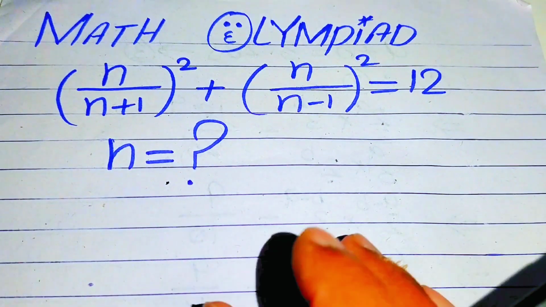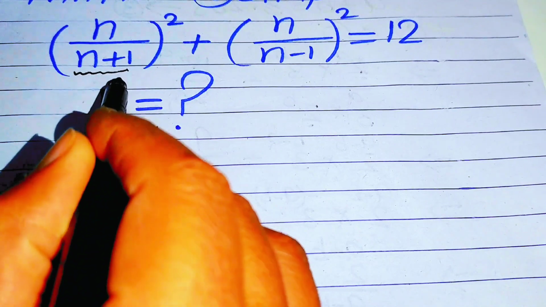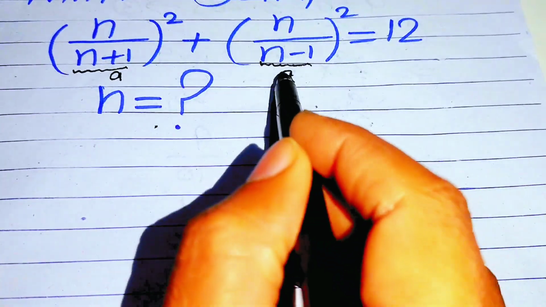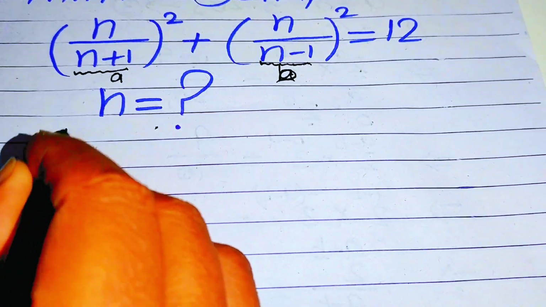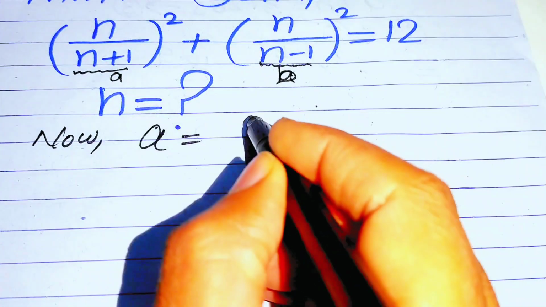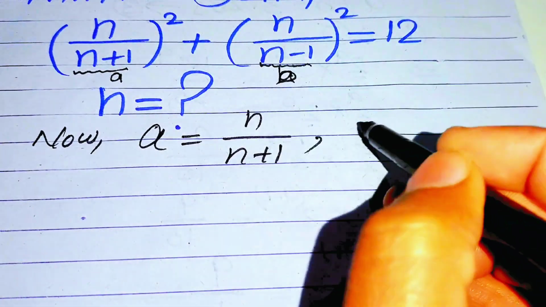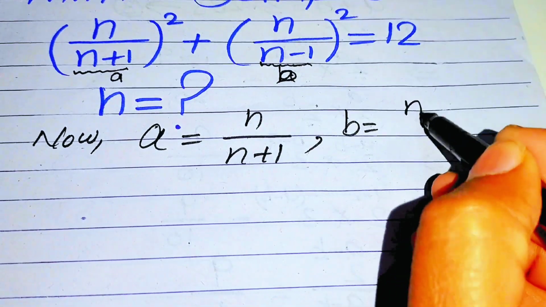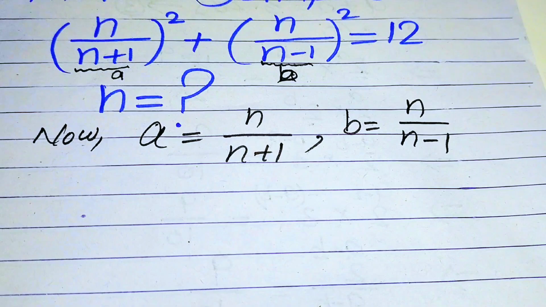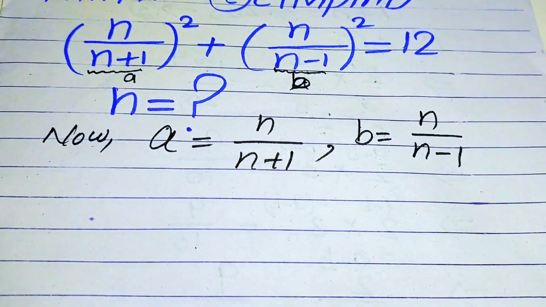So the very first thing we are going to do is take this value equal to a, and we will take this value equal to b. So when we suppose this equals a, it will be written as a = n/(n+1), and when we take this value equal to b, it will be written as b = n/(n−1).